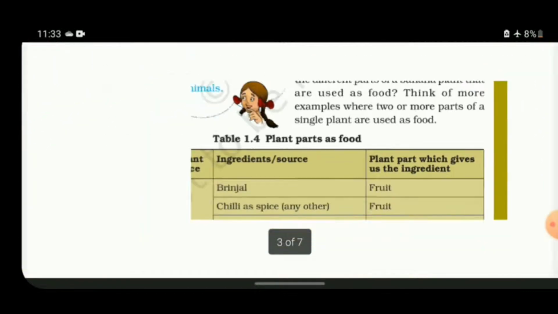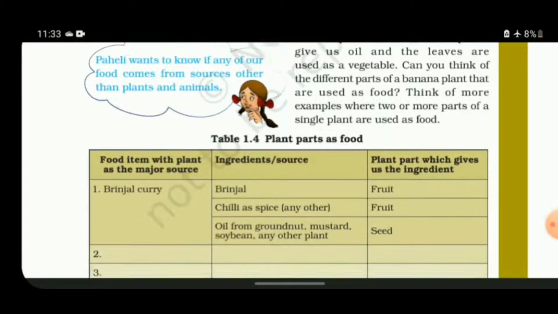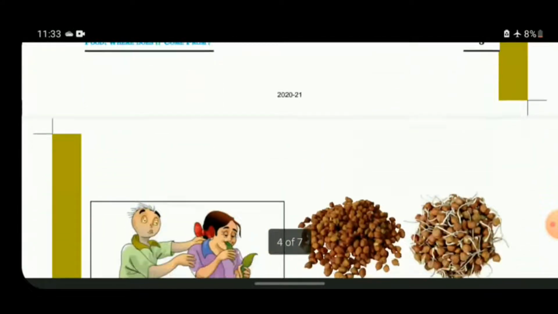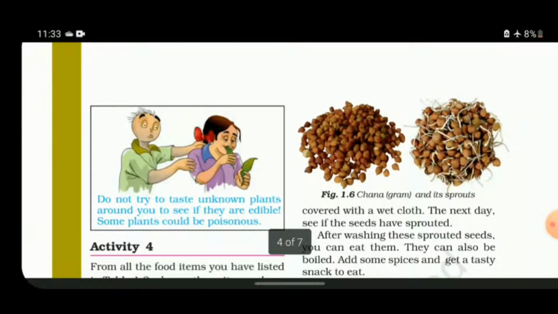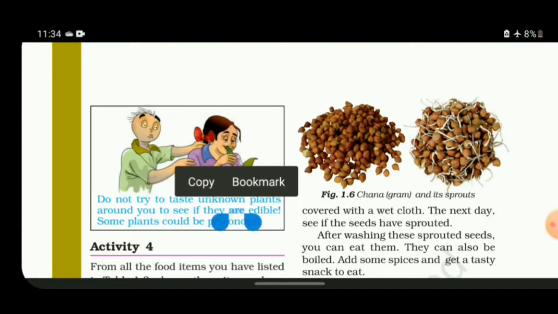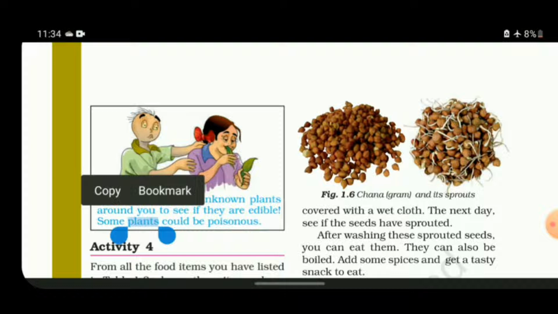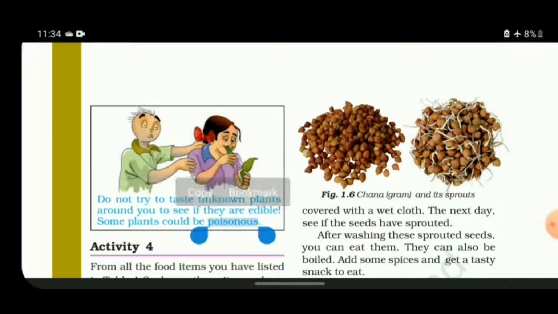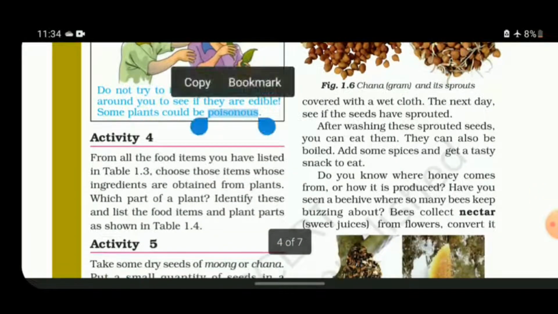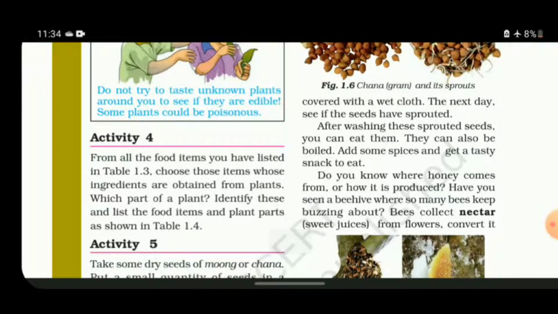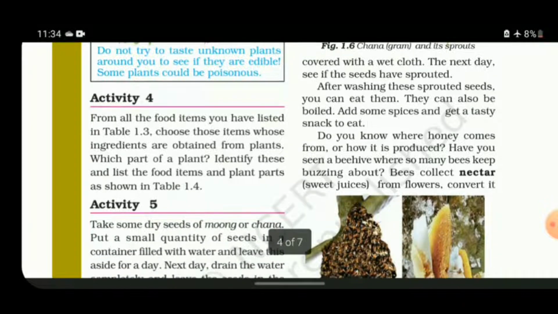Table 1.4: Plant parts as food. Warning ahead: do not try to taste unknown plants around you to see if they are edible. Some plants could be poisonous. Activity 4. From all the food items you have listed in Table 1.3, choose those items whose ingredients are obtained from plants.